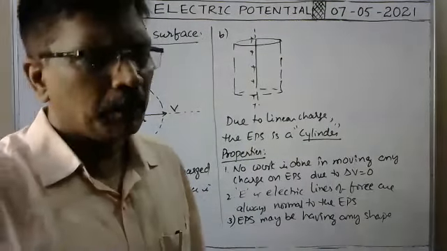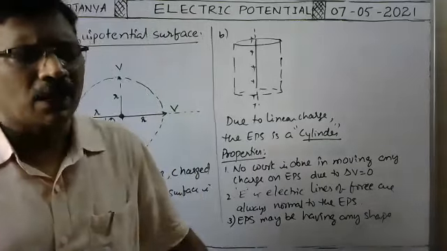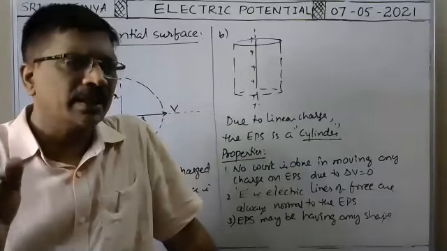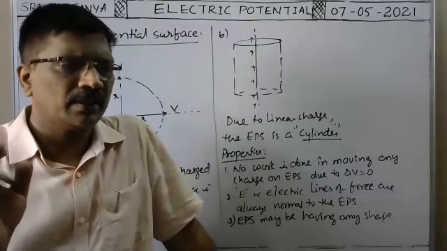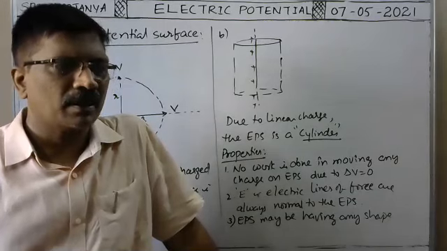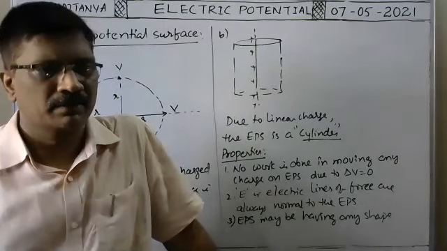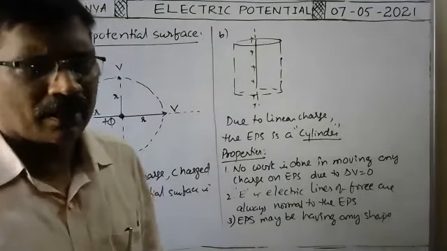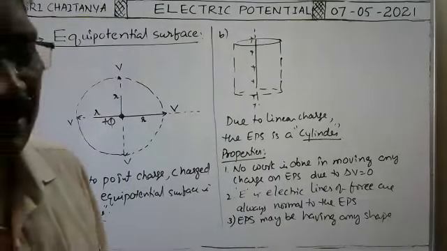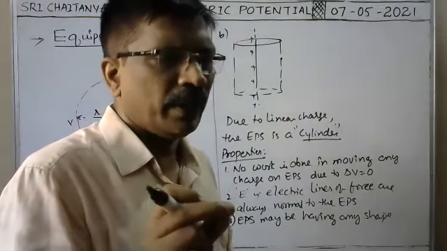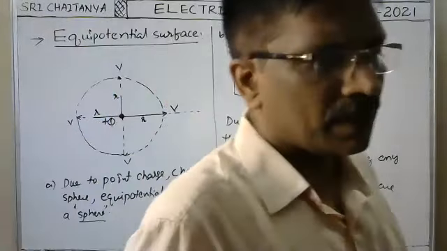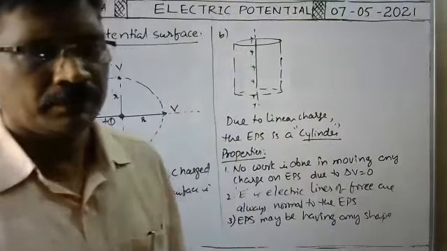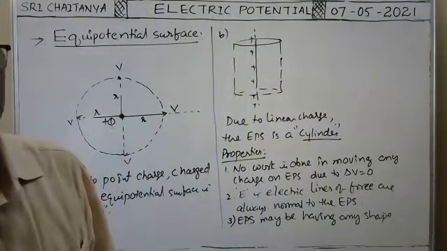Equipotential surface means the locus or envelope of all the points in an electric field where the electric potential remains the same. The locus or envelope of all the points in an electric field where the electric potentials are same is called an equipotential surface.